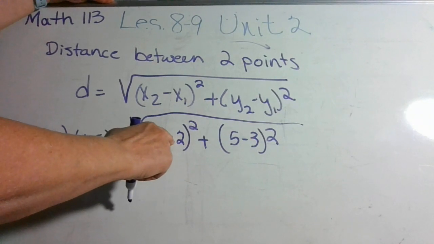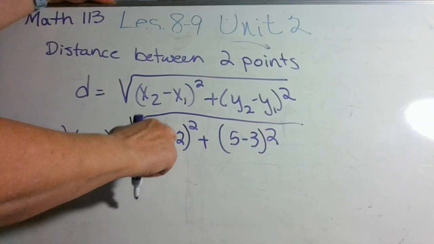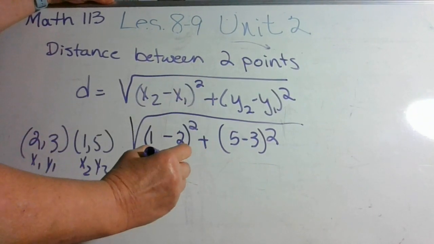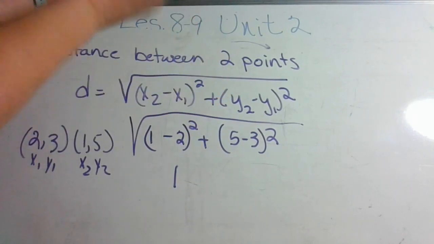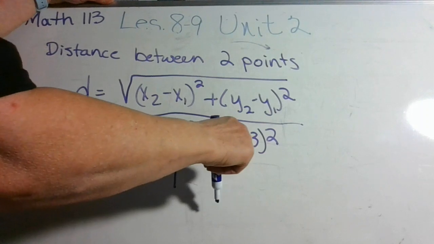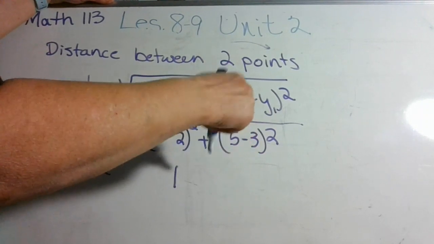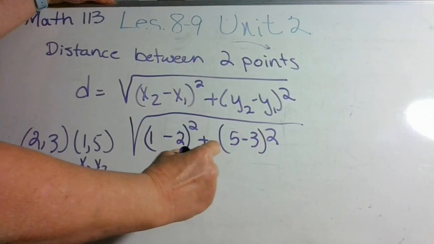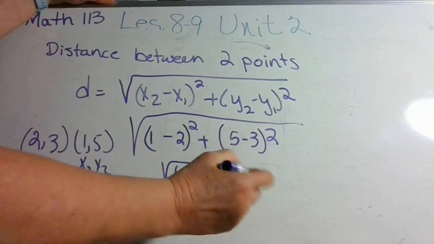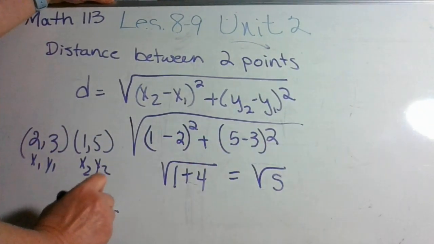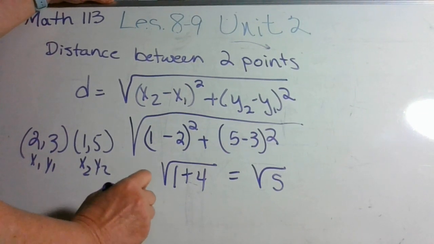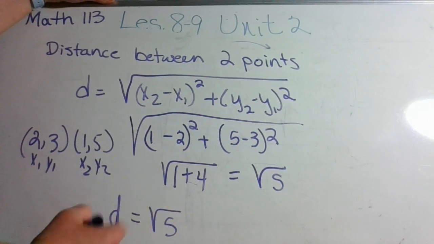1 subtract 2 is -1. -1 squared is 1 because a negative times a negative is a positive. 5 subtract 3 is 2. 2 squared is 4. So I have 1 plus 4 under the square root sign, which is equal to the square root of 5. So the distance between those 2 points is equal to the square root of 5.